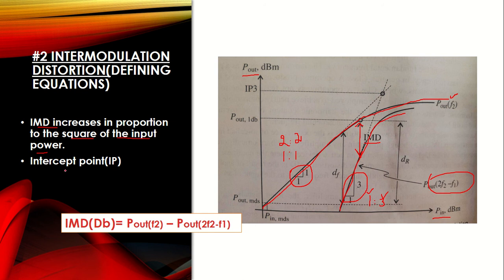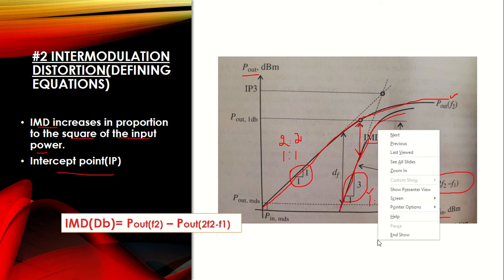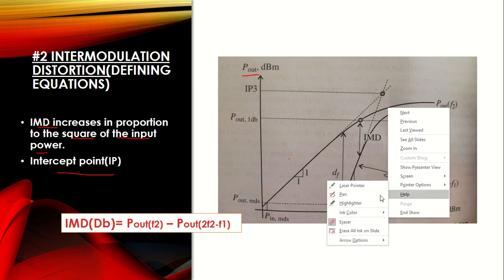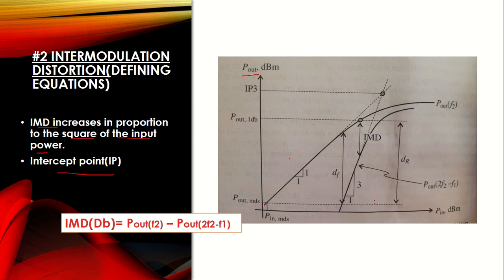One more important parameter we need to know in the graph is called the intercept point. So intercept point means I'm going to take the intersection of the two graphs, which is F2 and 2F2 minus F1. Now I'm going to draw the linear scale of both the graphs. So for F2, the original spectrum, this is the linear scale. It goes in a proportional way. Now for my noise signal 2F2 minus F1, this is my linear scale. Now these two will intersect at one particular point, and this point is what we call the intercept point of our given amplifier.